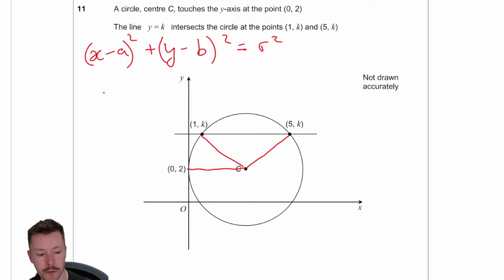Diameter is 6. I'm trying to work out how we're getting diameter is 6. The other thing I'm thinking here is this radius here will bisect this chord. So the difference there is 1 to 5 is 4. Half of that is 2. That bit's 2. This is a radius. I don't know what that's going to be.